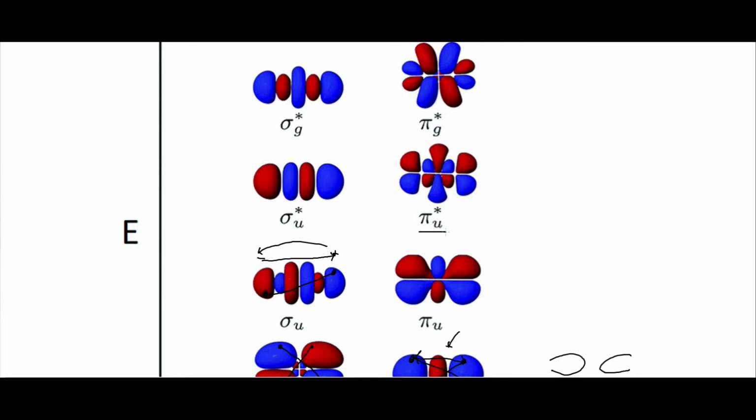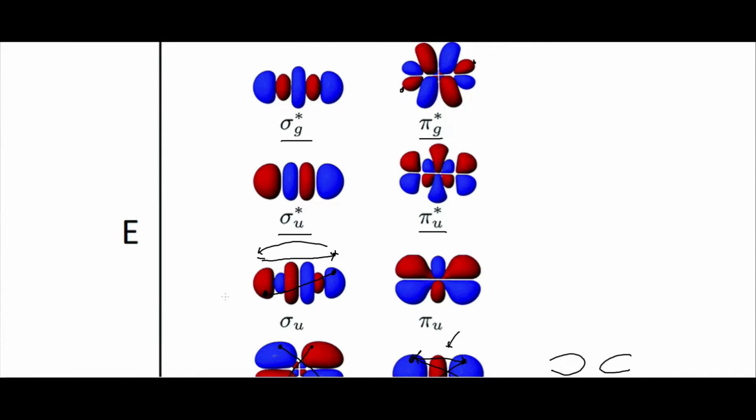The pi u star and the sigma u star, we can see that if we invert everything across the origin, those end up switching the sign. And then the pi g star and the sigma g star are symmetric with inversion, because if you took something from right here, for instance, and moved it down to right here, it would maintain the same sign.